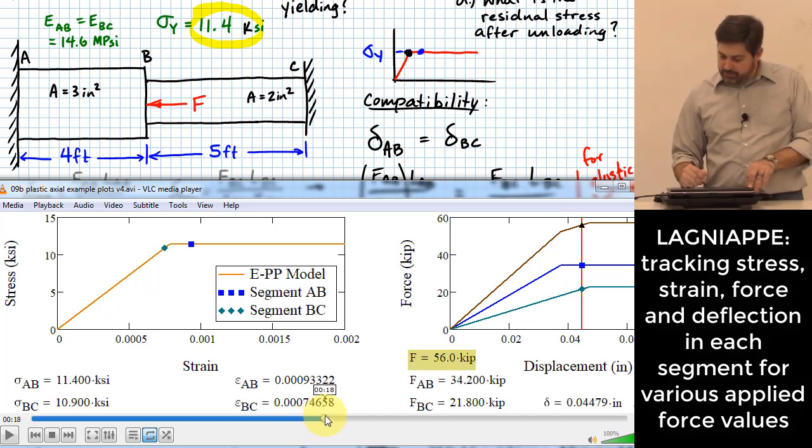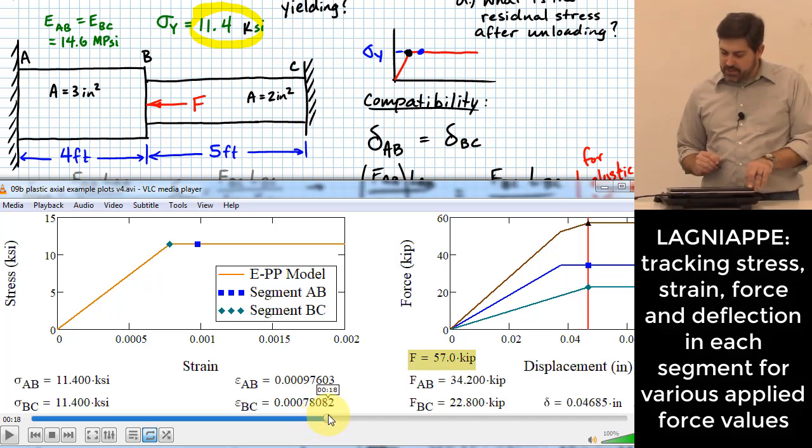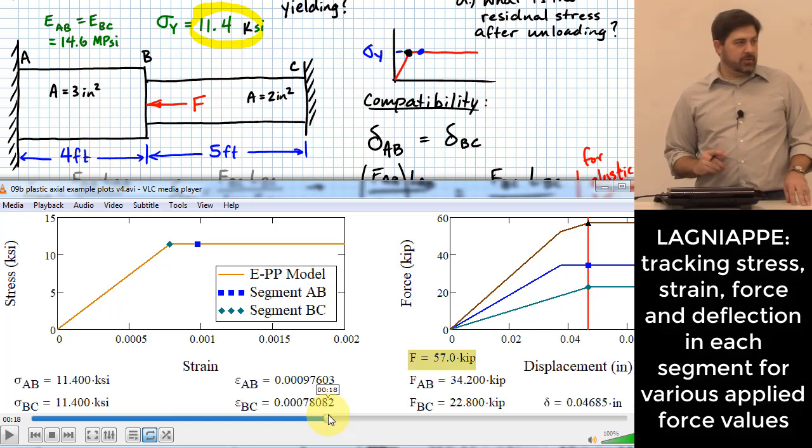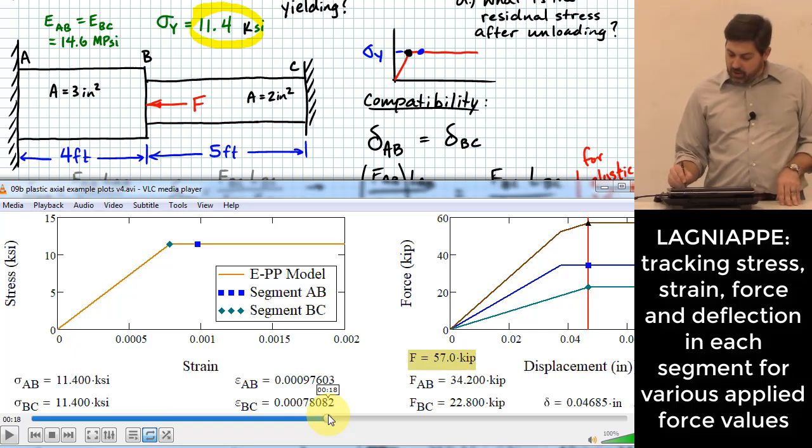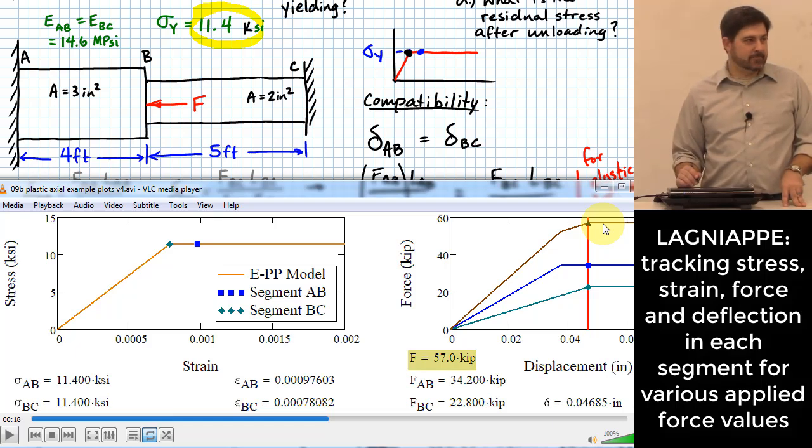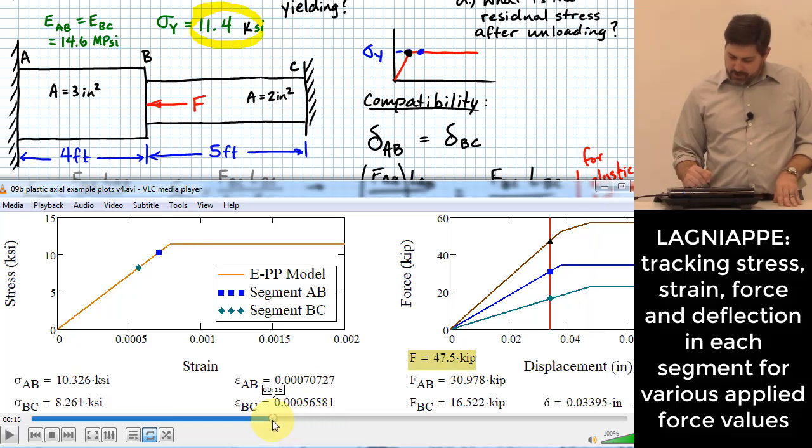You keep loading it, and finally you get up to the point where the other one reaches its max, and then the whole thing becomes flat. What if you try to increase load after that? It can't take more load. It'll just deform without bound. Okay? Cool, right? Hopefully that was interesting at the very end there.